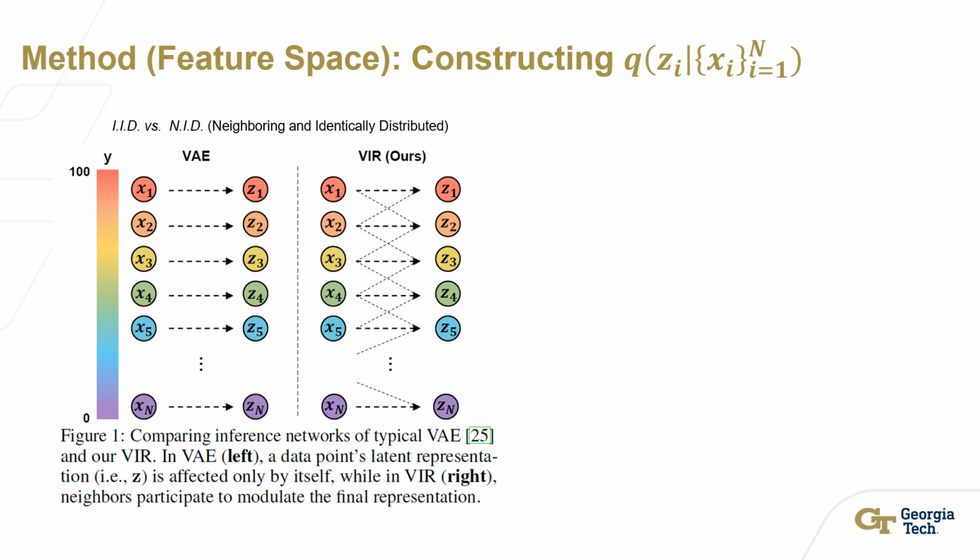Our approach introduces a novel assumption termed NID, neighboring and identically distributed, which differs from the common IID assumption in most deep learning models. Under the IID assumption, each latent data is only influenced by its original data point. In contrast, our NID assumption asserts that each latent data is influenced not just by its original data point, but also by neighboring data points.